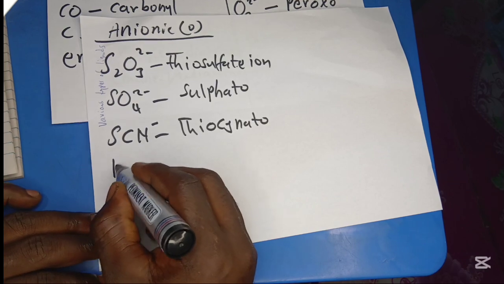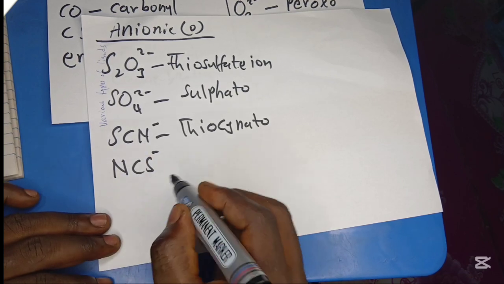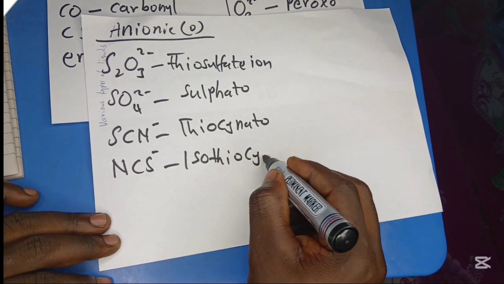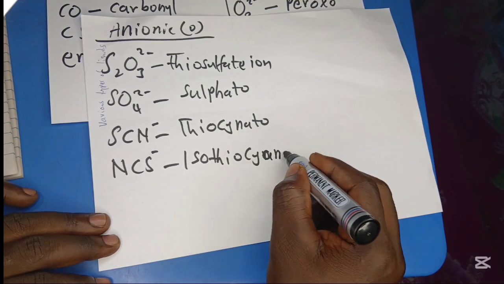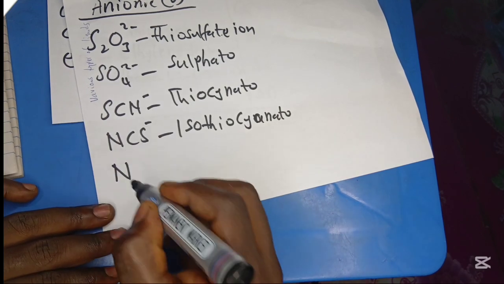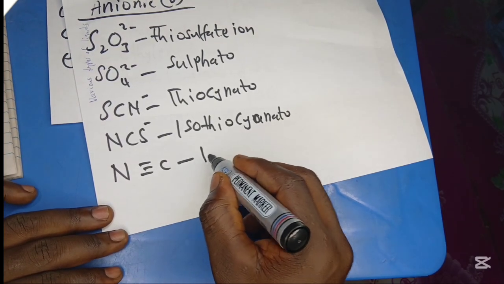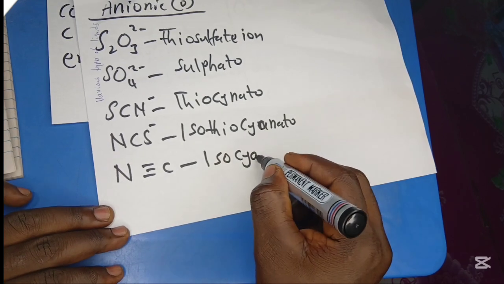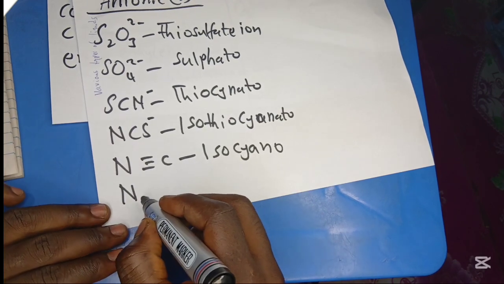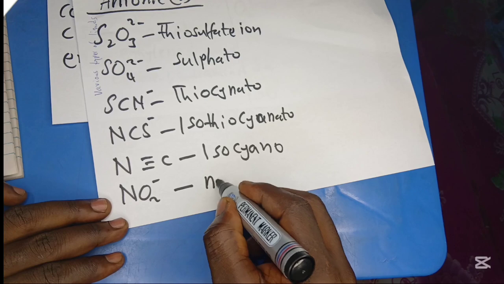What if we have something like NCS-, the reverse of thiocyanato? It's going to be called isothiocyanato. N triple bond C, CN-, is called cyano, and the reverse is isocyano. NO2- as a ligand is called nitro.